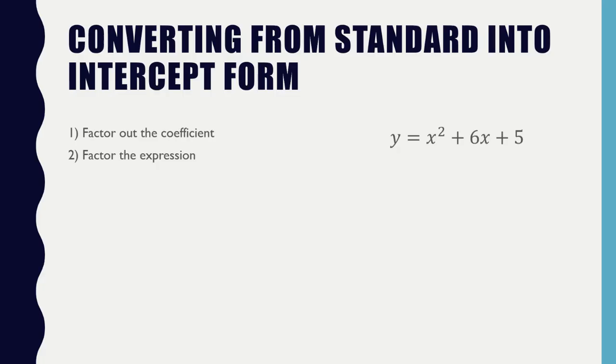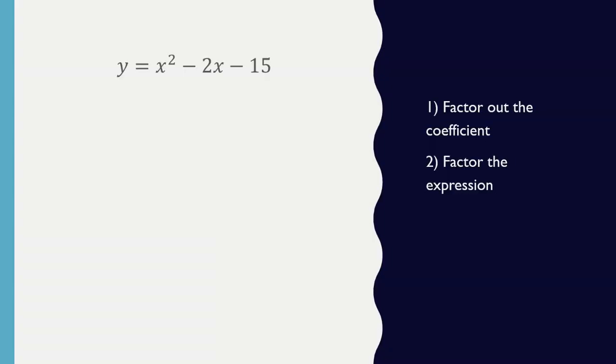Now, what if we have an equation that is not in intercept form? It's in standard form. How do we figure this out? Well, pretty easy. You factor it, okay? So we're going to factor the expression here. Now, this says factor out the coefficient. If there is a number in front of the x squared that is not 1, you do have to factor that out first, and we'll get to that. This one is pretty straightforward. We're just going to factor this into its parts.